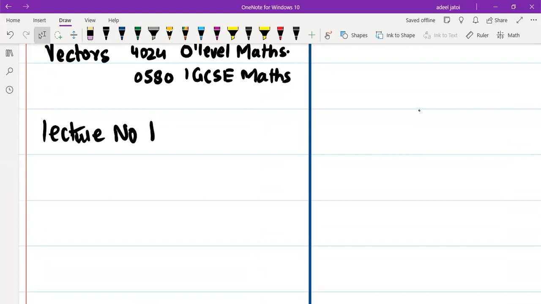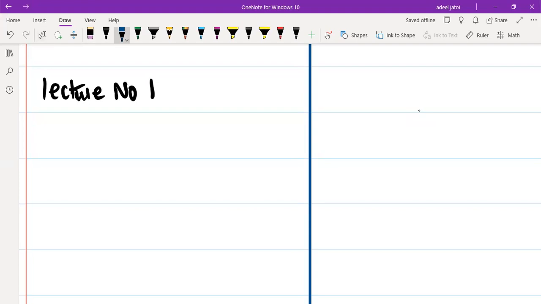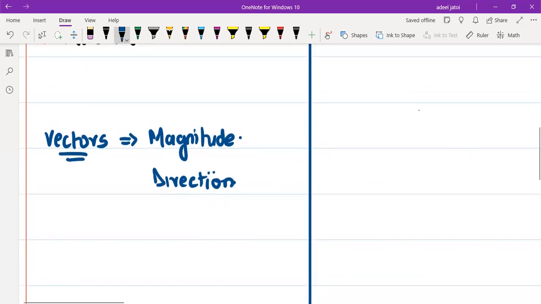So, when you talk about vectors, there's one thing that we need to understand: for vectors, there are two things that are important. One is the magnitude, and the other thing is the direction. When these two things are given, magnitude and direction, then we can directly link it to vectors.